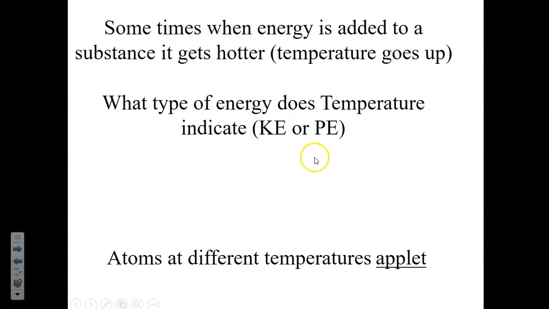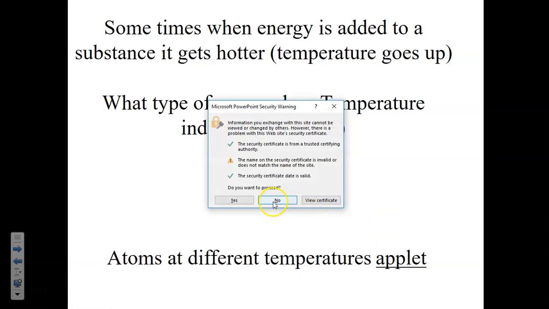Now, when we talk about temperature, temperature indicates what about the atoms in a substance? What happens to the atoms in a substance as it gets warmer?